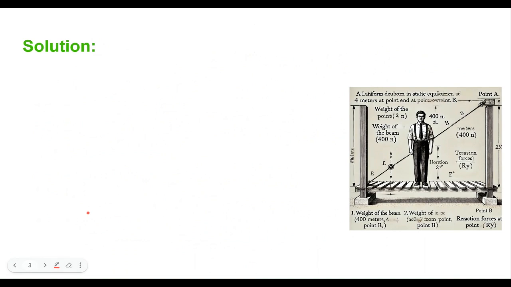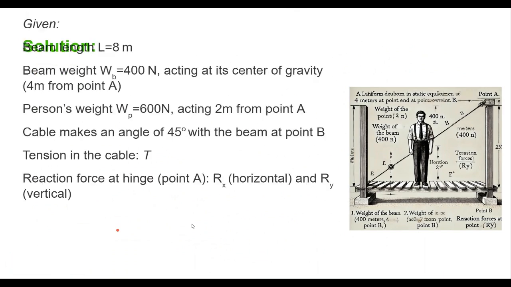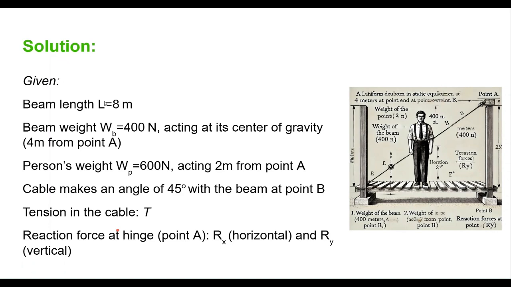In order to understand the problem, first we should define all the points given in the question. First, given is the beam length, which is 8 meter, beam weight 400 Newton acting at its center of gravity. The person's weight 600 Newton acting 2 meter from point A. The cable makes an angle of 45 degrees with the beam. We have to find out the tension in the cable and the reaction force at the hinge, Rx horizontal and Ry vertical component.